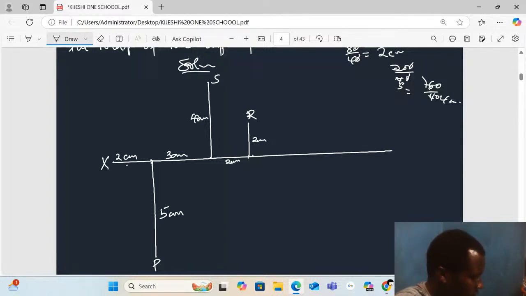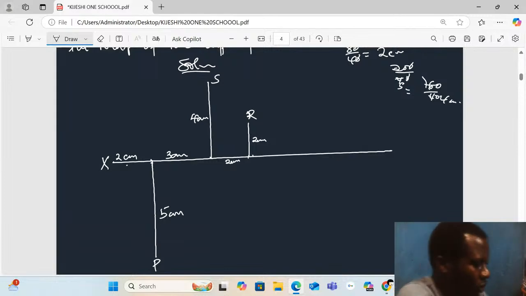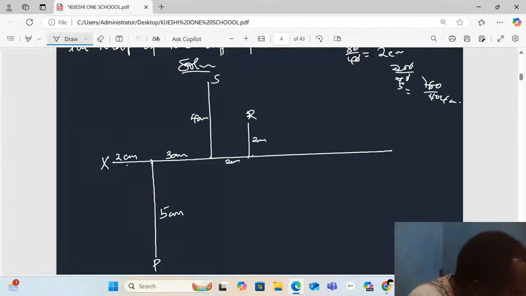Then we're going to move 360. That means we're going to add 80 to 80 plus 80. That is now 80 divided by 40. Now that is 2. We're going to add 2 more centimeters from this point. Then 2 more centimeters shall be here.